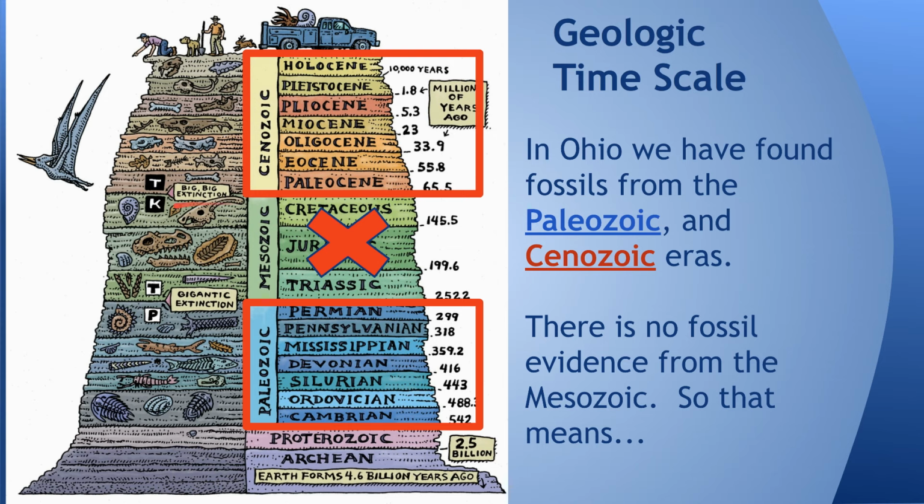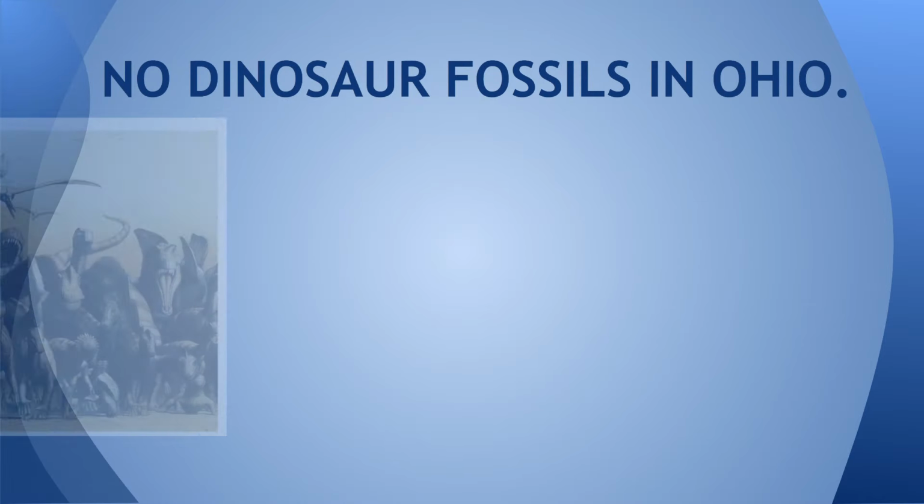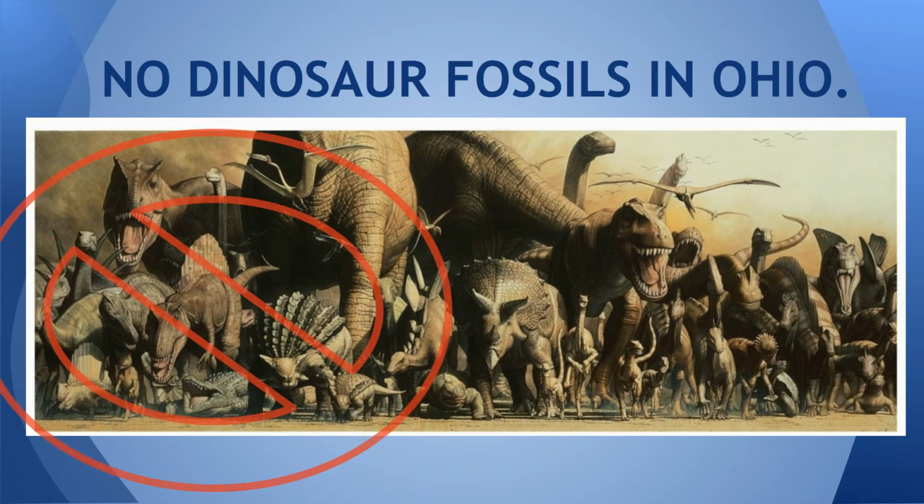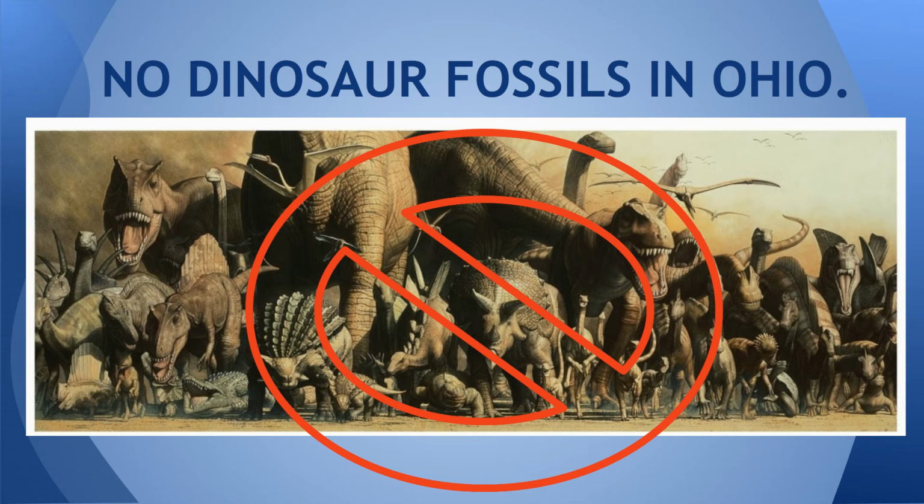This entire section of Earth history is missing from Ohio. They have plenty of it in other places, like in Colorado, for example. There are dinosaur fossils all over the place in Colorado. Colorado's state fossil is the Stegosaurus. That's how many dinosaur fossils they have out there. But in Ohio, nothing. So that means there are no dinosaur fossils in Ohio. I hate to tell you, but that is the truth.